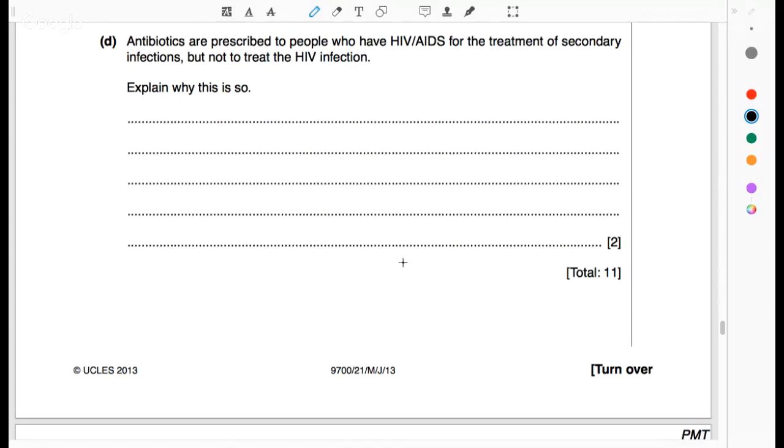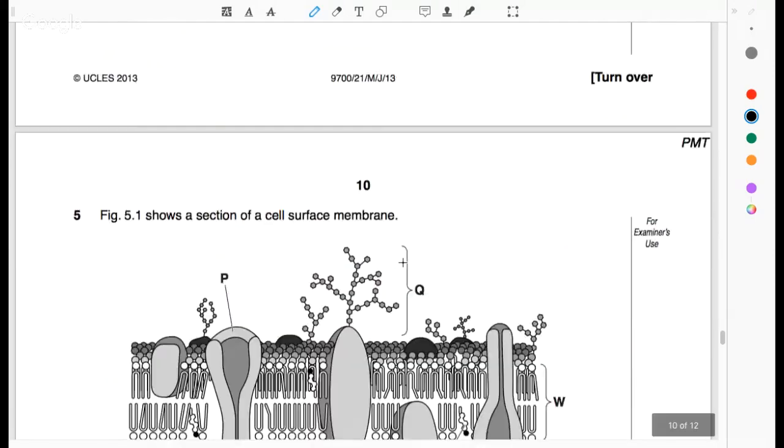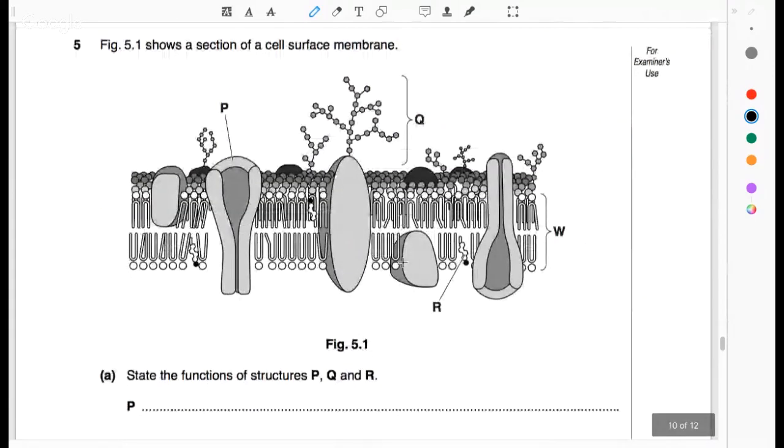Okay, I think it's just a couple more questions. So, cell surface membrane, functions of P, Q, and R.